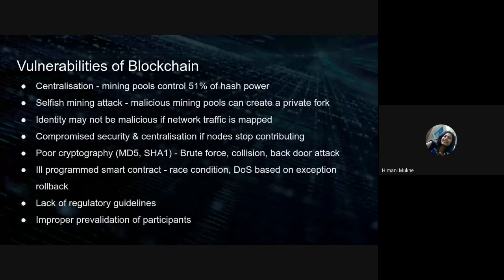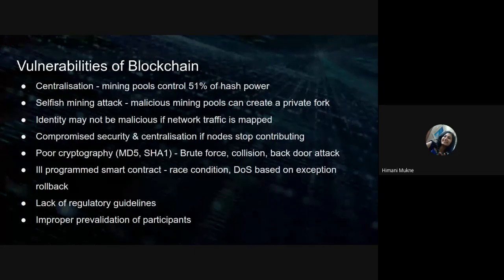Next severe vulnerability is that identity may not be anonymous or can become malicious if the network traffic is mapped or if the transaction information is mapped. So your identity can also be compromised.